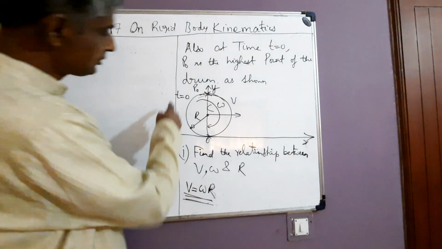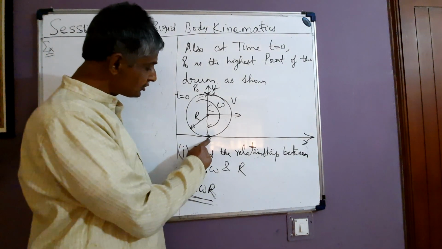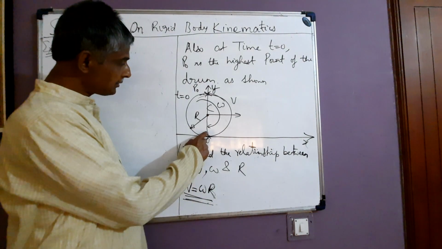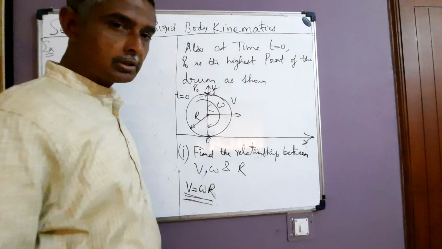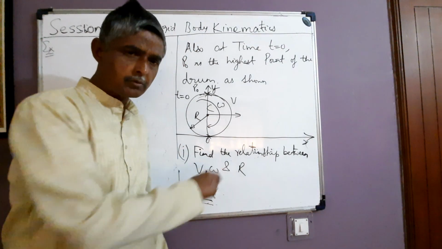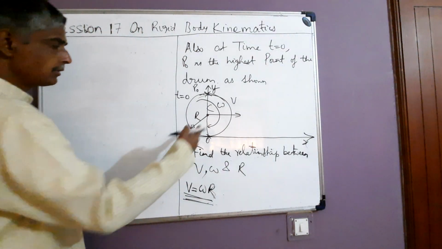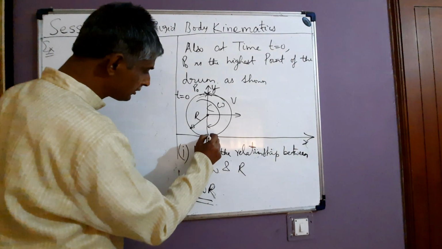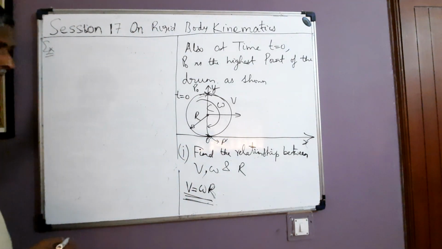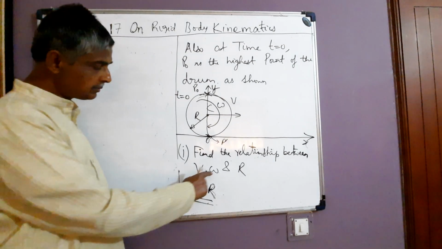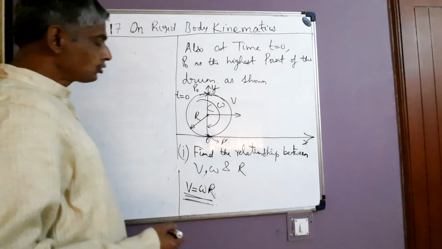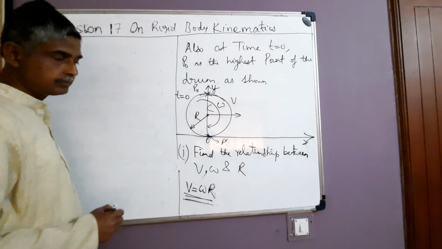Also, at time t equal to 0, the lowest material point of the drum coincides with the origin O of the coordinate system. So I'll prove it here. Directly, what we do is take the lowest point of the drum to be P dash at time 0. Now we have to find the relation between v, omega and R. The question is how to find it.